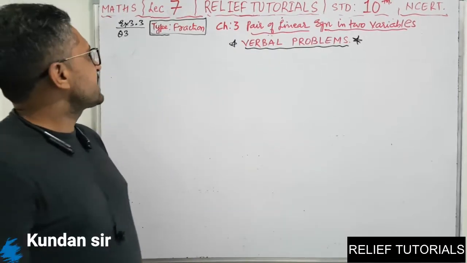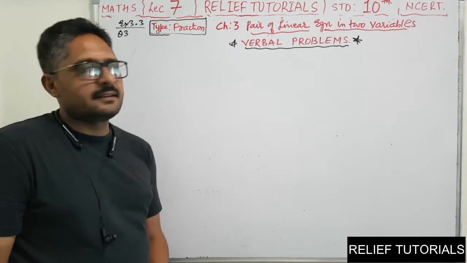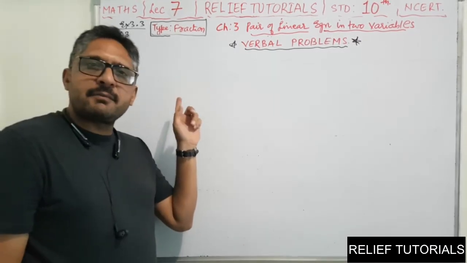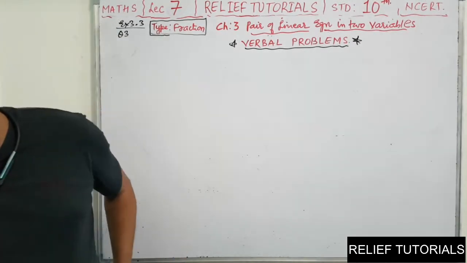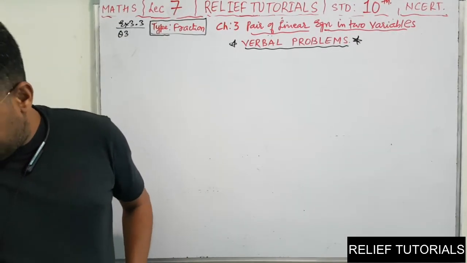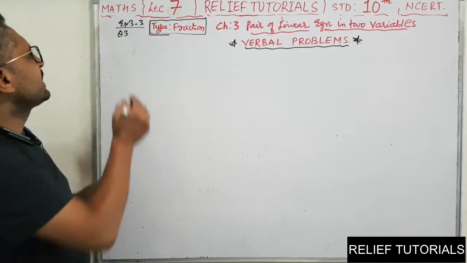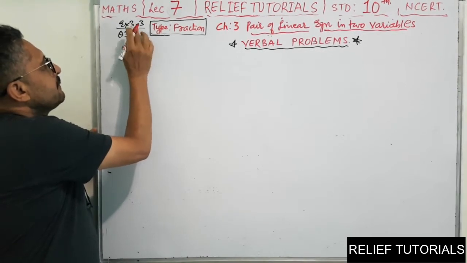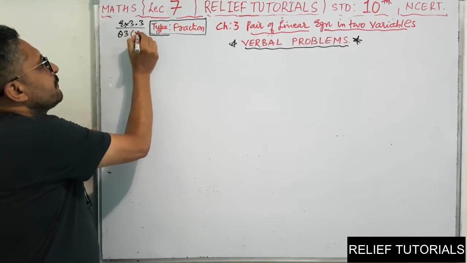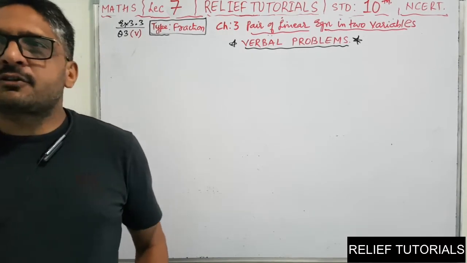Now we are going to discuss a new type, that is fraction. We have discussed in the previous problem about number. Now we are discussing fraction. So see here, we are going to discuss exercise 3.3 question number 3, but here the problem number will be 5th. Problem number 5th. See, read the question.